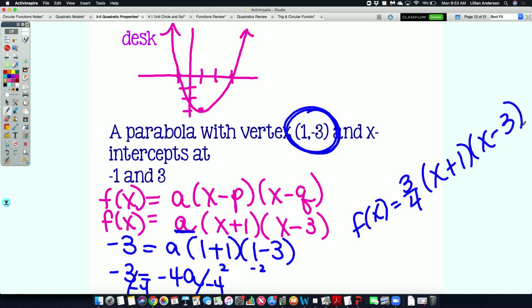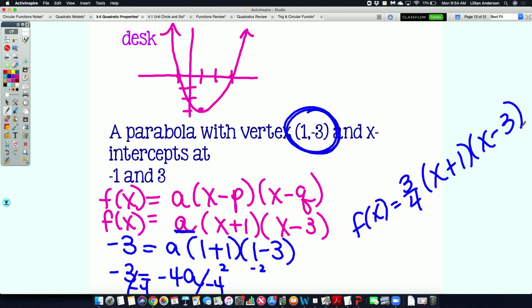So P and Q are the x-intercepts. Yes. P and Q in factored form are your x-intercepts. But P and Q in vertex form is your vertex. Does everybody see how that works? How you can write the equation from the graph? Okay? From that, do we need to plug it in, like multiply 3/4 times x and then plus 1?